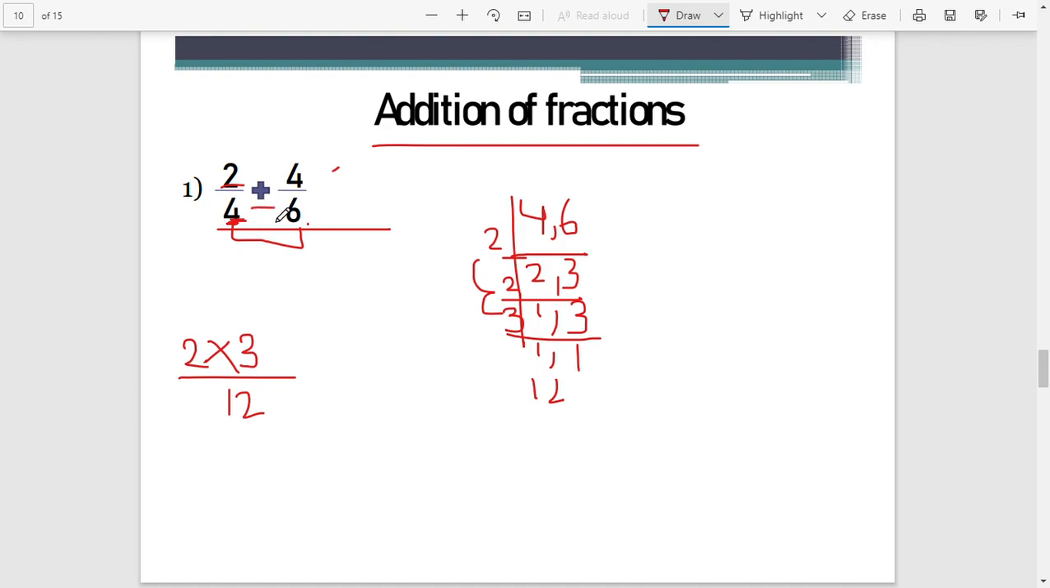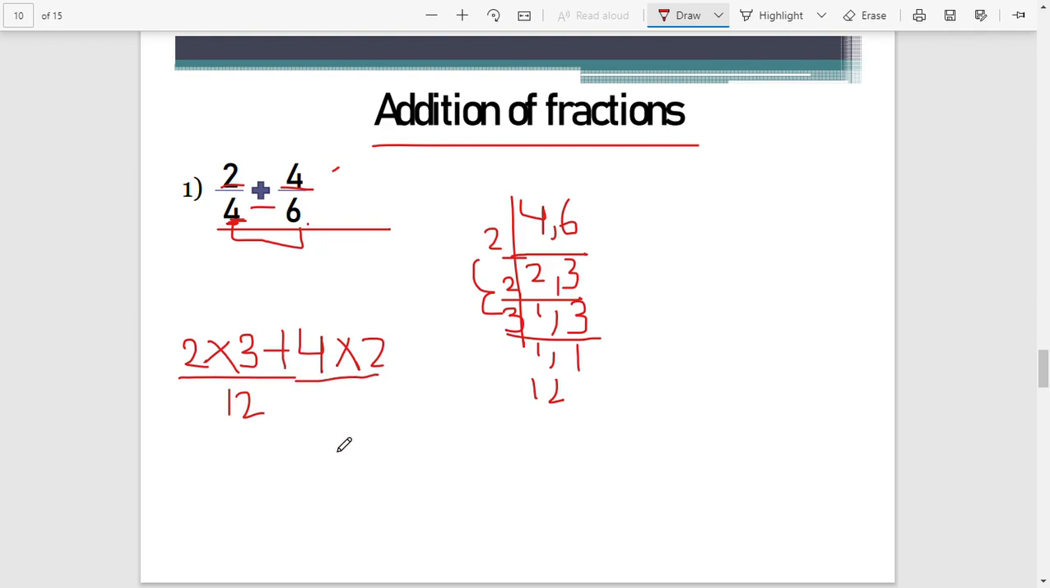Then what do we have to do? Addition. We will write the addition symbol. Then we will solve the next fraction. 4 is the numerator. We will write the numerator as it is. 6 is how many times 12? 2 times. So 4 multiplied by 2.